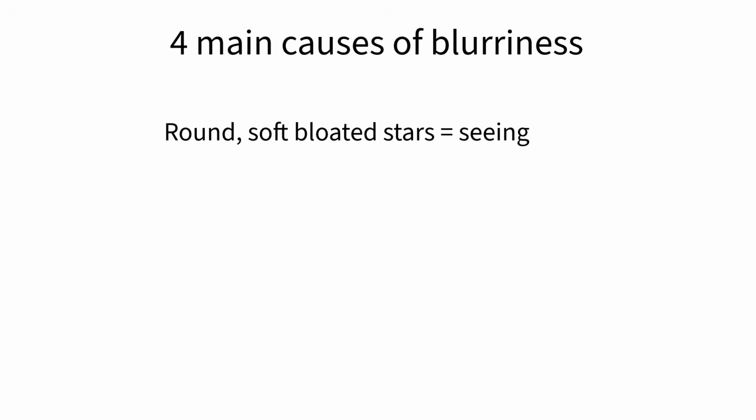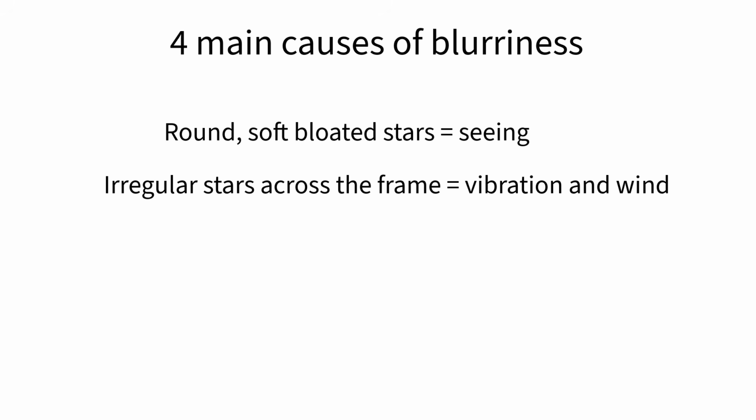So 4 causes, 4 different signatures, 4 different fixes. Here's the quick diagnostic. If you've got round, soft, bloated stars consistent across the frame, your problem is seeing. Check the air mass and seeing forecast next time. If you have irregular stars, inconsistent across the frame, and spikes in PHD2, it could be wind and vibration. Check the wind speed and protect your mount.